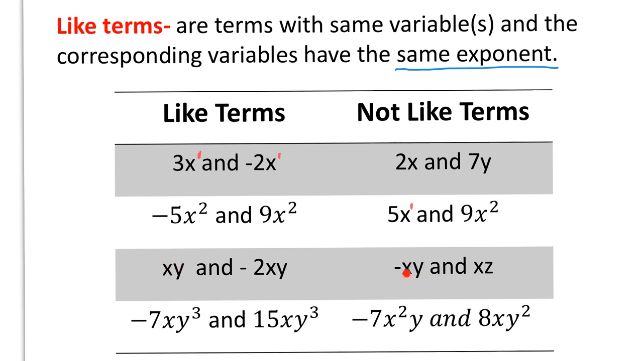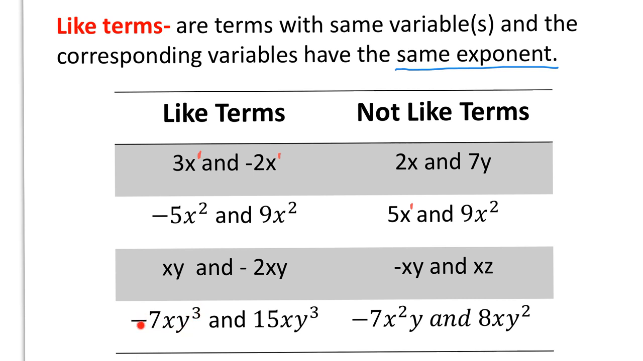Over here, you have a negative xy, but this one has an xz, not the same. So these are not like terms. The last one, guys, this 2 is a monomial. In between the 7 and the x, there's no plus or minus. Here, in between the x and the y, there's no plus or minus. And we do have x, y to the third power.